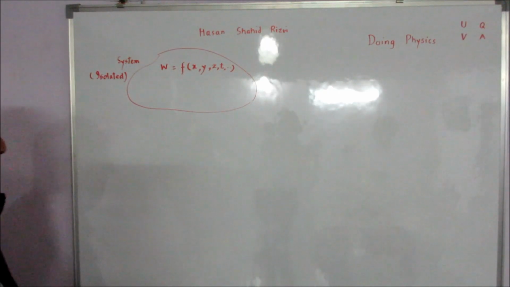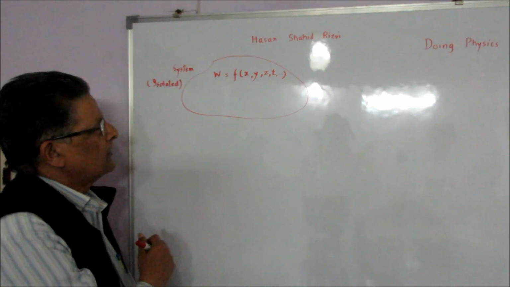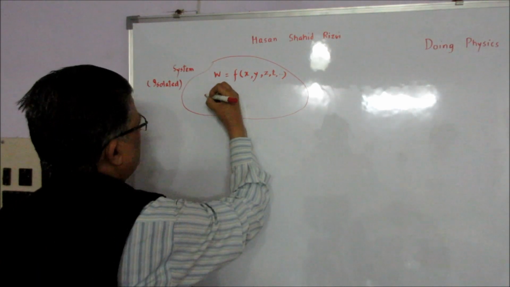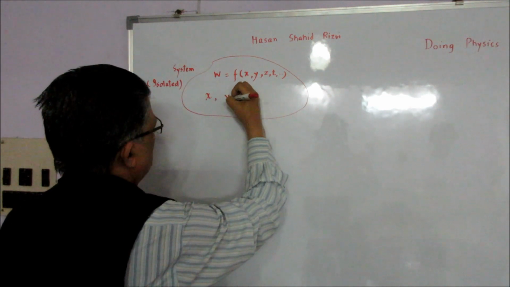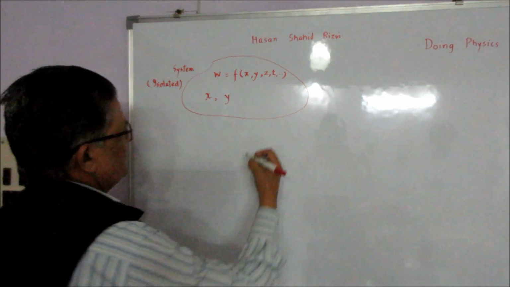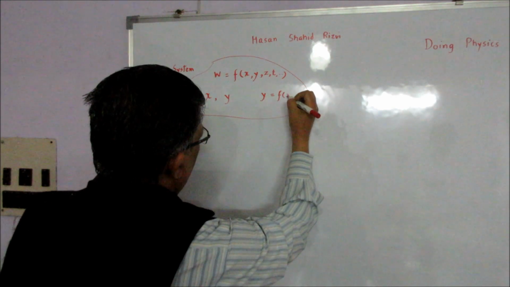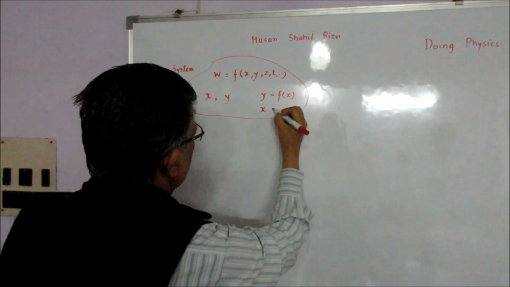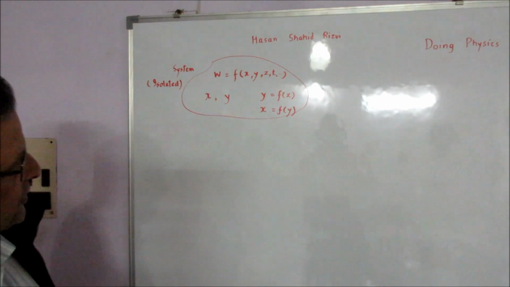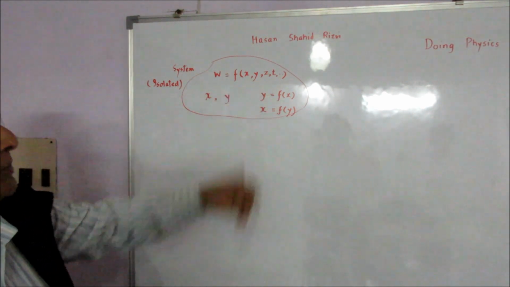Any of these are variables. In the simplest format, we can define the system as comprising two variables, say x and y. And in such a way that I can say that y is a function of x. What it means is that y depends on x, as also I can say that x is a function of y, because if x changes, y does, and if y changes, x does. This is a very simple system.